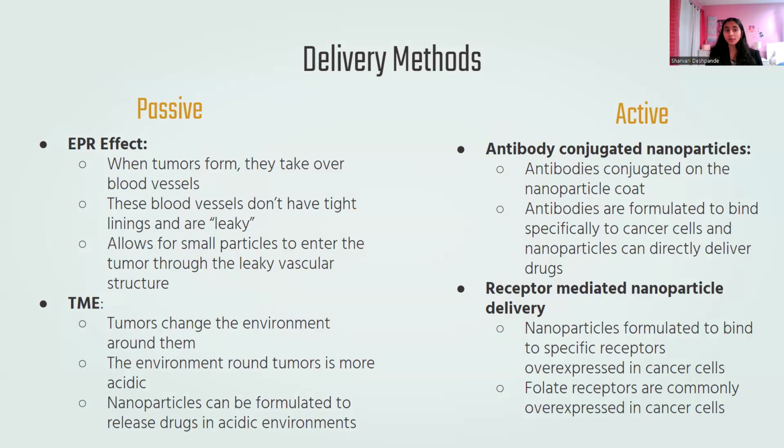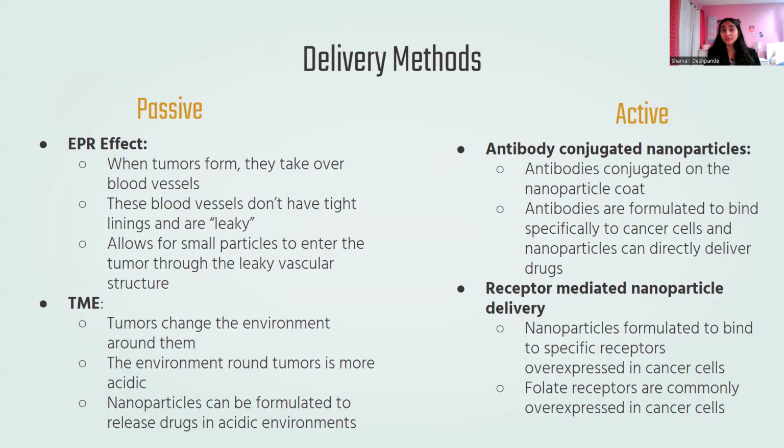So to start off, the EPR effect, or the enhanced permeability and retention effect, occurs due to tumors taking over blood vessels. When tumors form, they try to divert a large amount of nutrients to themselves so they can continue to grow, and so they take over blood vessels to do this. But these blood vessels don't have as tight a lining as typical blood vessels do, and so they're considered leaky blood vessels. This basically allows small particles, such as nanoparticles, to enter into tumors through the leaky vascular structure.